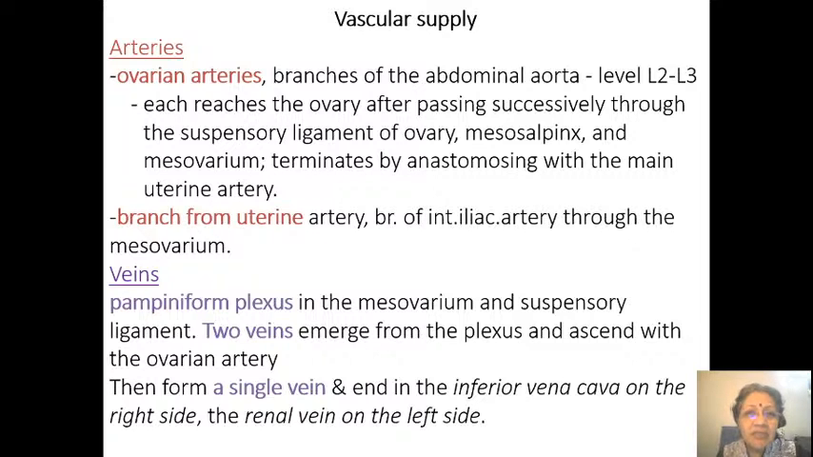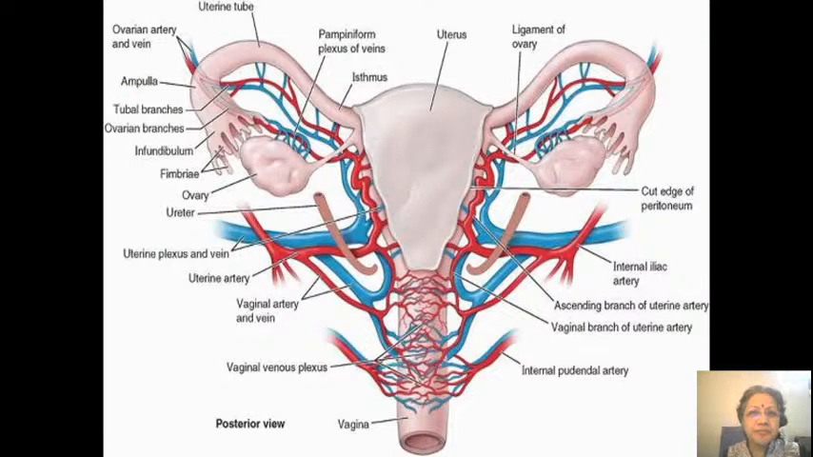But do remember, the gonad is exactly the same to begin with in development, and because they both are migrating, either the ovary or the testis, they drag their supplies with them. So they're starting at L2, L3 level of development, but they're coming deep down into the pelvis. So the course and the length of the gonadal vessels is long because they are pulled along with the gonad's migration as the development continues.